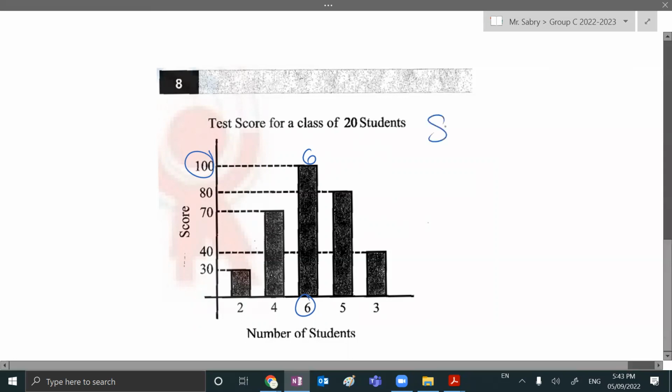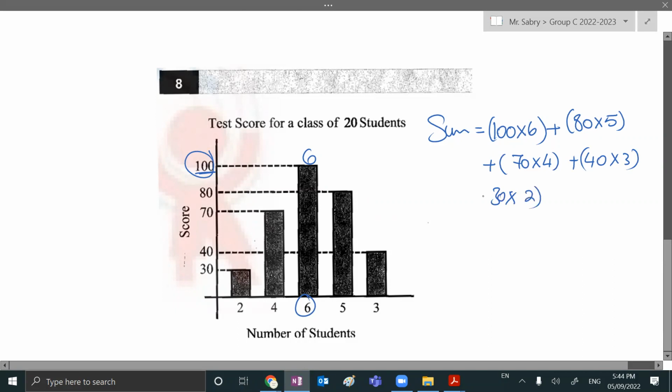So if I'm thinking of finding the sum, which is adding them all together, I have to understand that the 100 is repeated 6 times, which means that the 100 should be multiplied by 6, plus the 80 multiplied by its frequency, which is 5, plus the 70 multiplied by its frequency, which is 4, plus the 40 multiplied by 3, plus the 30 multiplied by 2. If I added all of those up, this is the sum of the data.